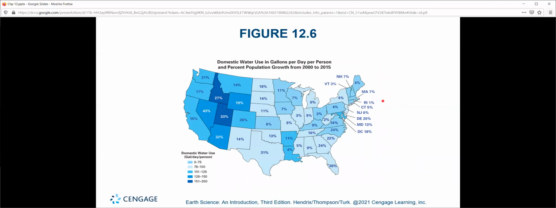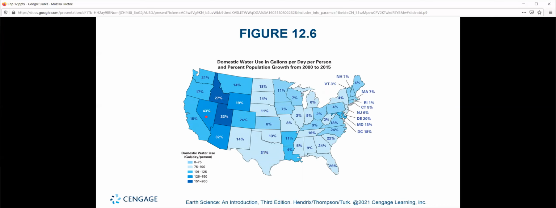Here we have a fun map showing the water use per gallon per day per person and population and per percent population growth in 2015. This is domestic water use. Noteworthy here, we have some outliers. Michigan's not 0%, right? We use water in Michigan, but we have some places that seem kind of surprising, right? Idaho, massive amounts of water. Nevada, massive amounts of water.